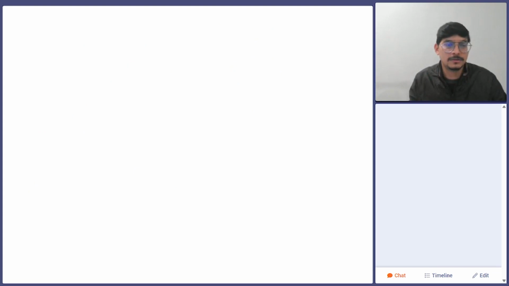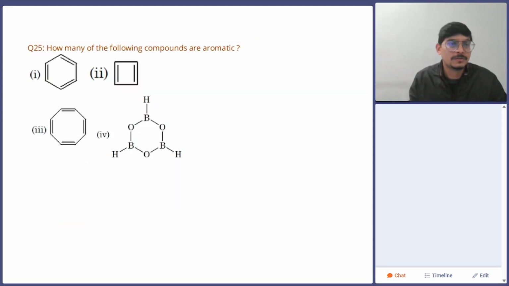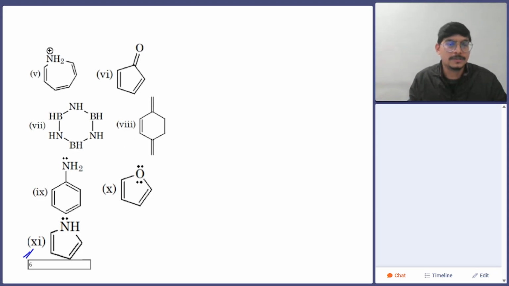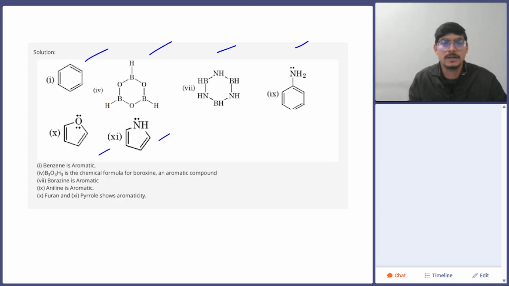So the correct answer to this one is going to be 6 molecules. So yes, the correct answer is 6. So these 6 molecules are aromatic in nature.